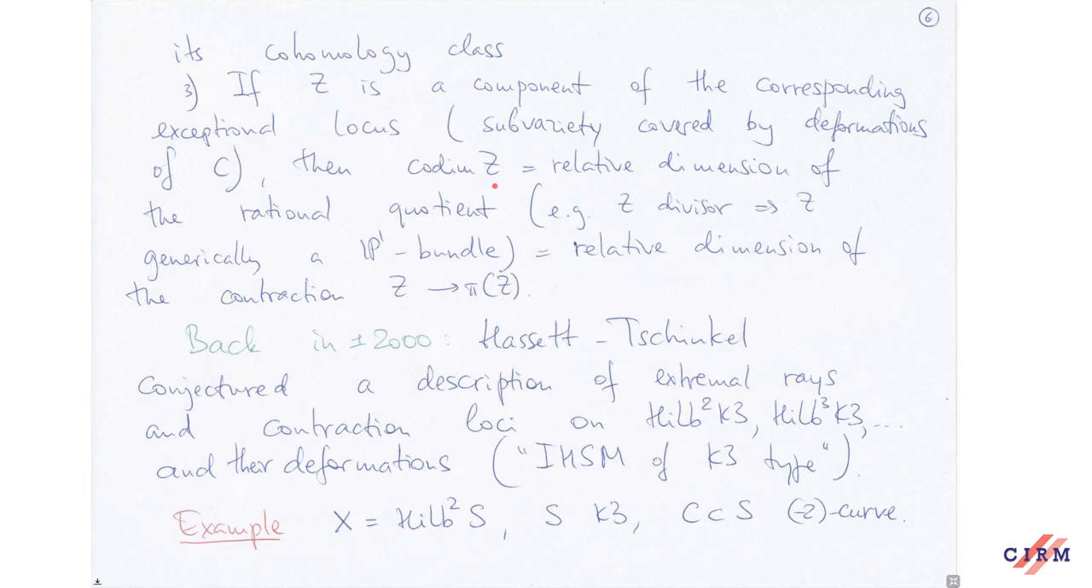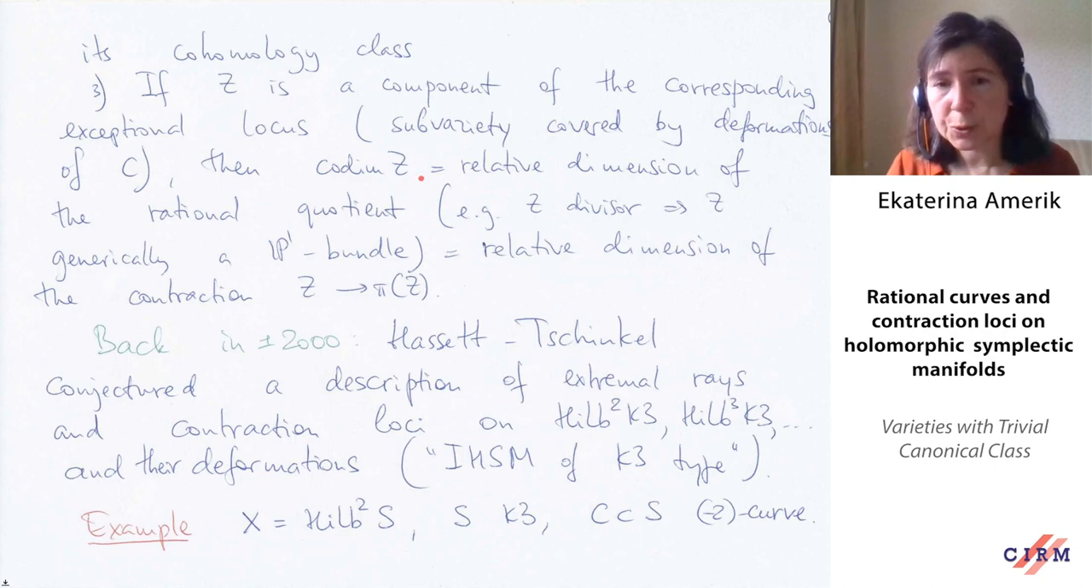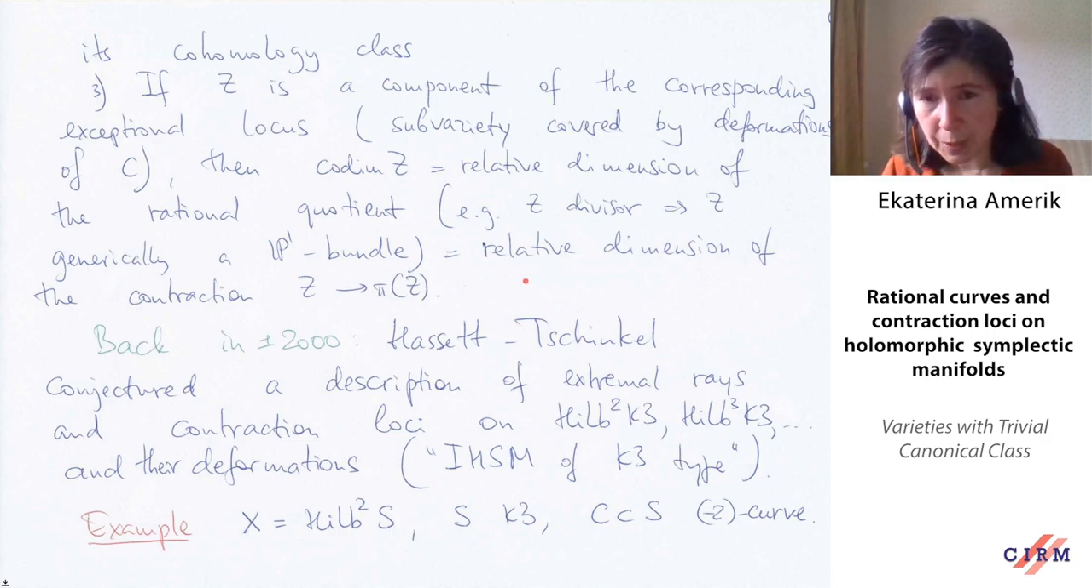Then you have the codimension, which, as I said, can be greater than one. Well, you can have Lagrangian P^n's, for instance, as we have already noticed. So the codimension is exactly equal to the relative dimension of the rational quotient. So what is the rational quotient? This Z is fibered. Well, in general, it's only rationally fibered in some rationally connected manifolds over a non-uniruled base. And then those rationally connected manifolds have the dimension which is exactly the same as the codimension of Z. So if Z is a divisor, then Z is generically a P^1 bundle. If Z is of codimension 2, then you have a fibration in rationally connected surfaces, and so on.